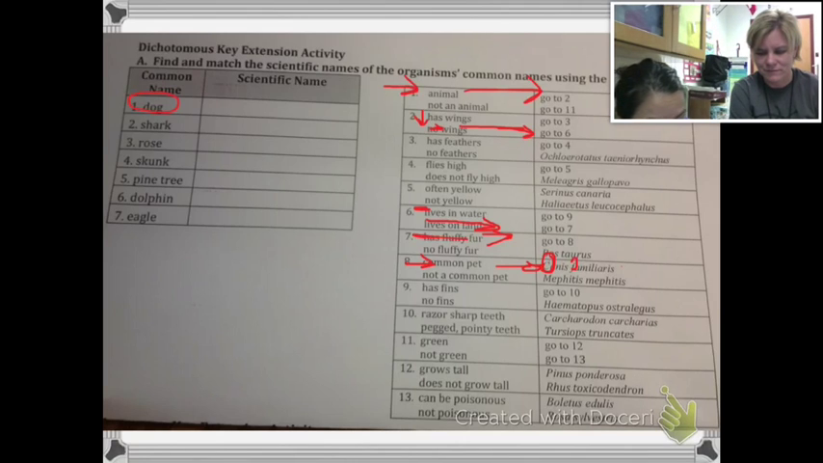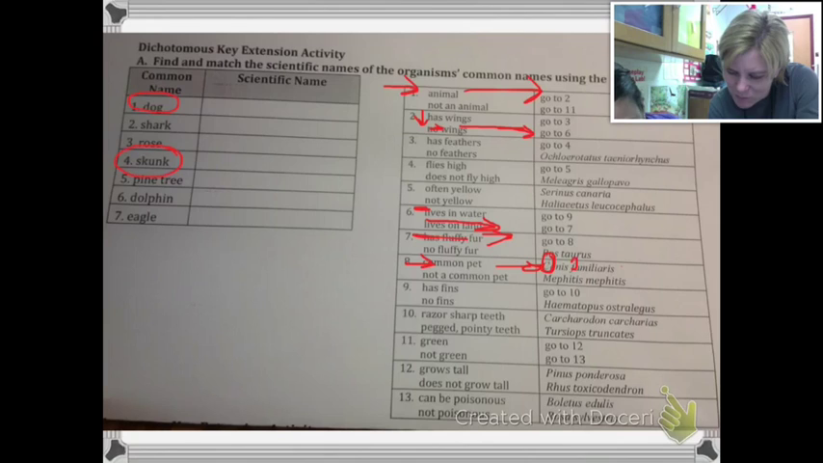Miss Steele, do you want to pick one? Oh, sure. Let's pick the nasty one, the skunk. All right, sounds good. Is it an animal? Yes, it is. We go to 2. Does it have wings? No. No wings, we go to 6. Does it live in water? No, it lives on land.